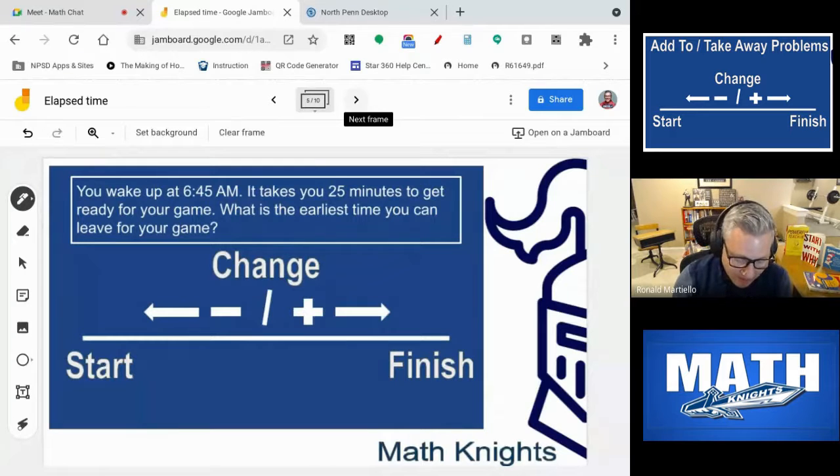You wake up at 6:45 a.m. It takes you 25 minutes to get ready for your game. What is the earliest time you can leave for your game? I've been in this situation, coach my kids in sports all over the place, trying to get them in the car. Totally get it. Maybe your kids can relate to that. Your students can relate to that because they're on the other side of it, getting ready for their game.